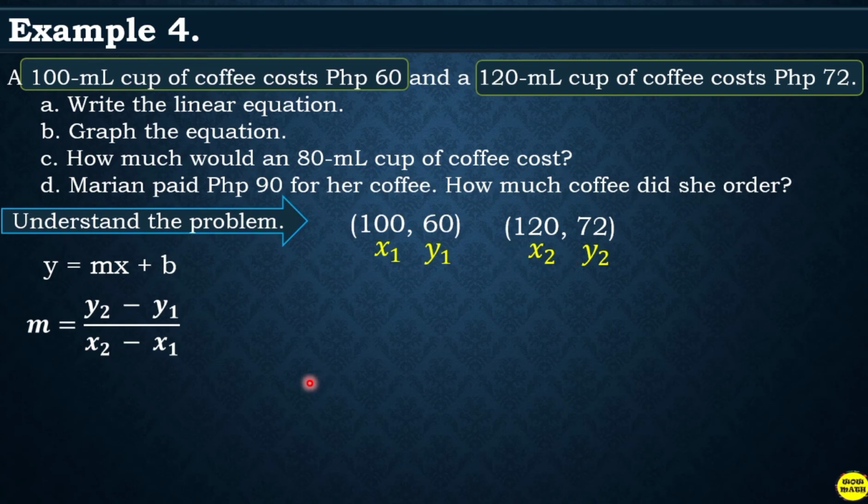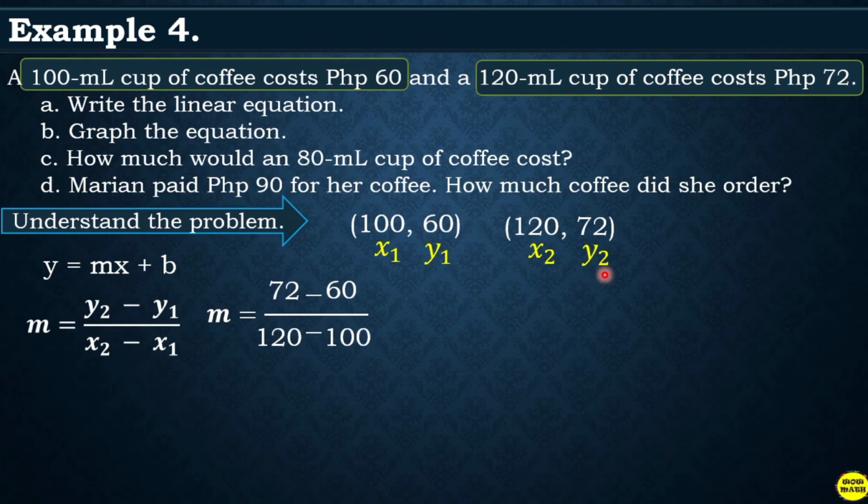So, how do I do that? Okay? Since I want to use slope-intercept and not the 2-point form, I will first find the slope. Right? We can get the slope when we have 2 points: y sub 2 minus y sub 1 over x sub 2 minus x sub 1. So I'll just substitute the values. Your y sub 2 is 72. Your y sub 1 is 60. Your x sub 2 is 120. Your x sub 1 is 100.